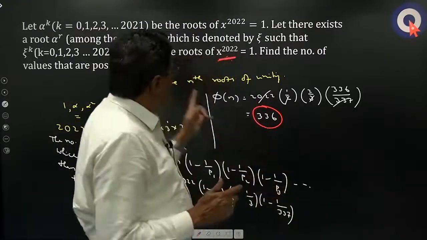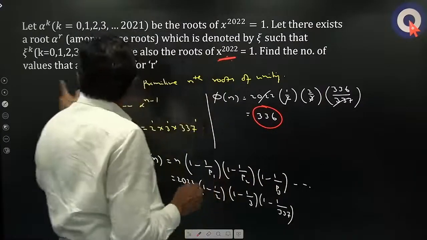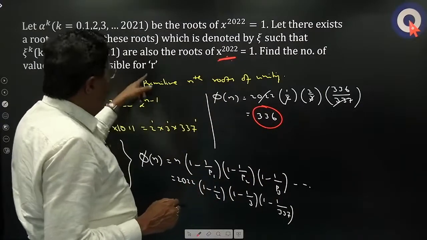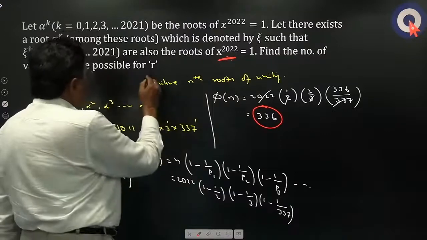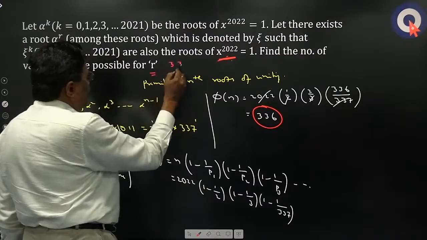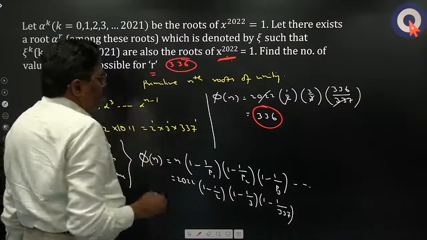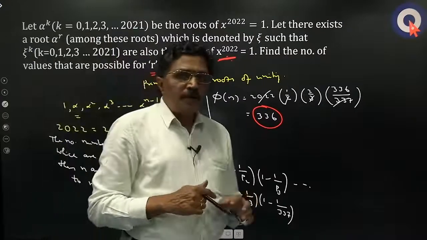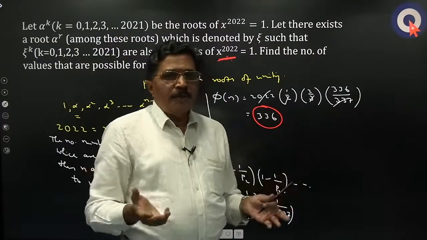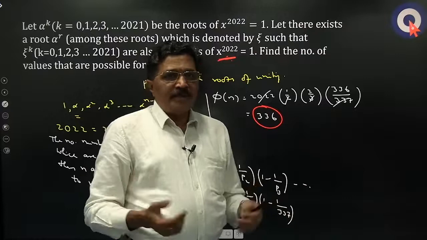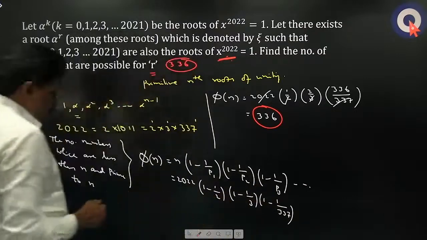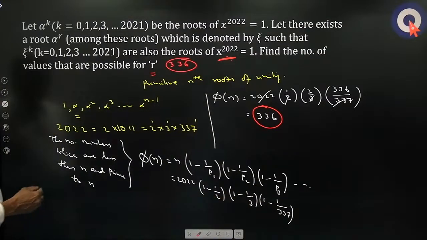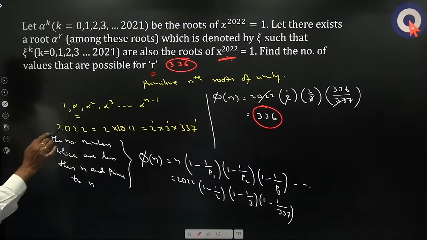So the answer is 336. The number of values that are possible for r is 336. So this is the thing. The concept of primitive nth roots of unity must be known to you already. It's good to revise it once. All right, we shall move on to the next problem.